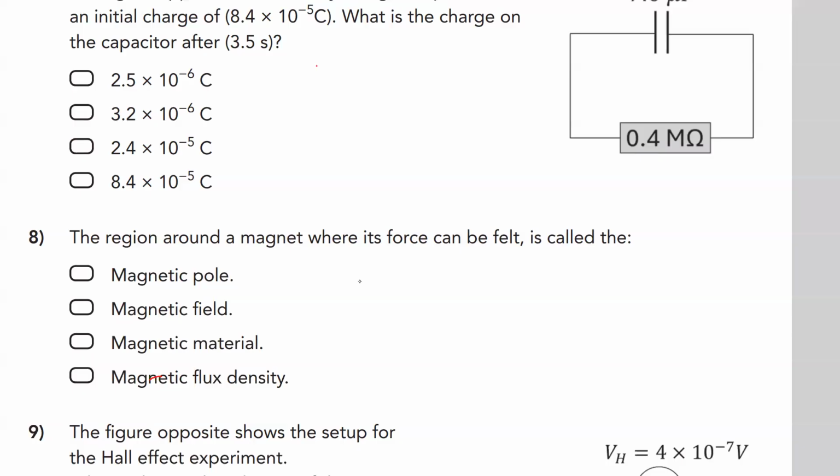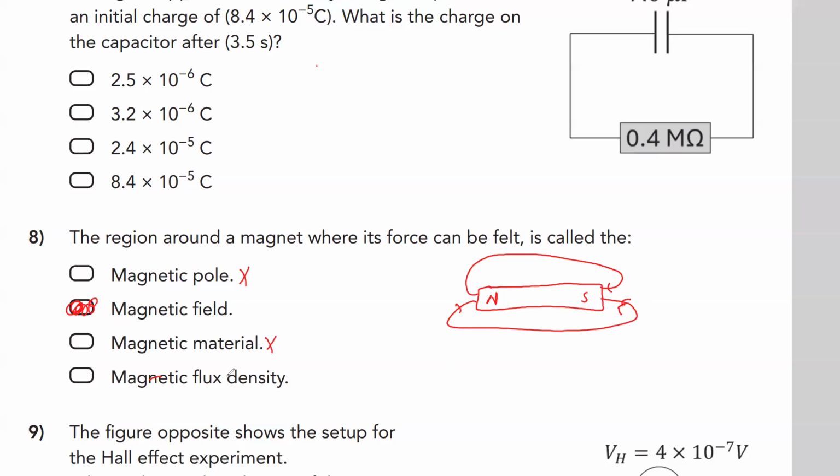We see that we have a magnet, with a north pole and a south pole, and around the magnet we have a region, and that field is called the magnetic field. So the answer here is magnetic field, not magnetic pole, not magnetic material, not magnetic flux density. The right answer is magnetic field because this is a field around the magnet.